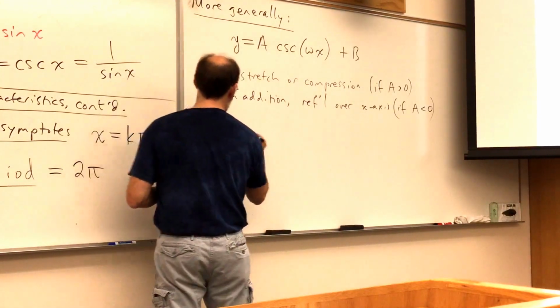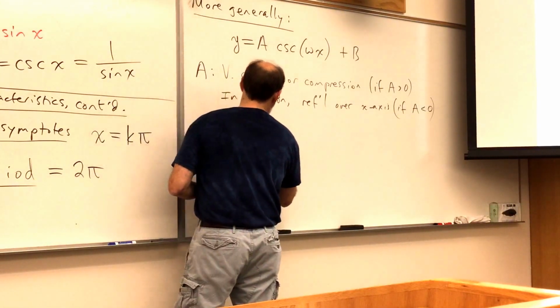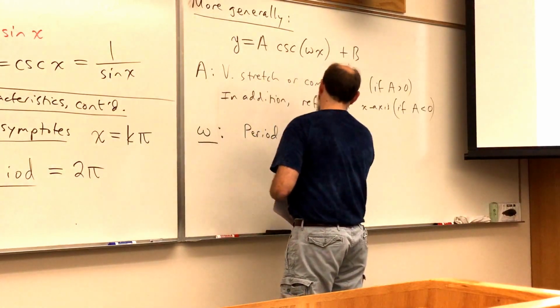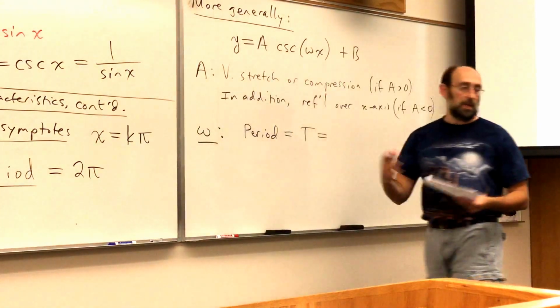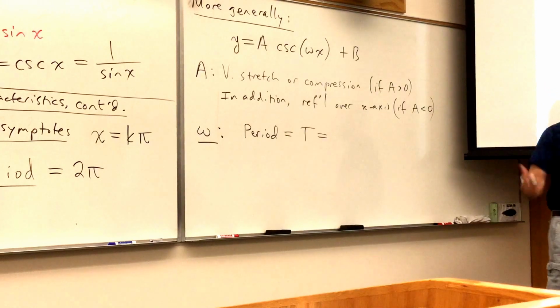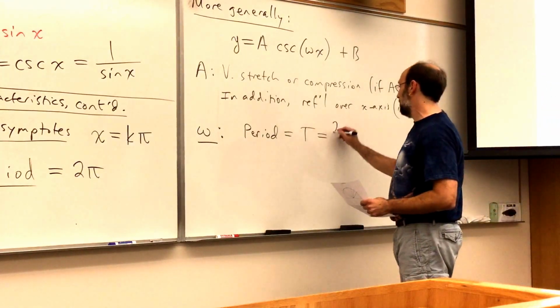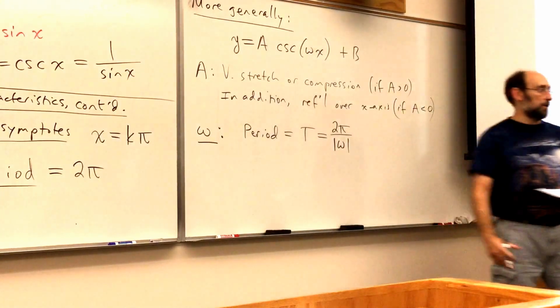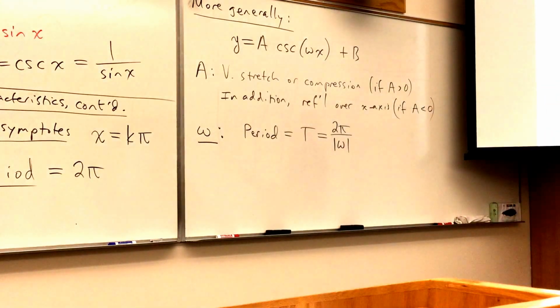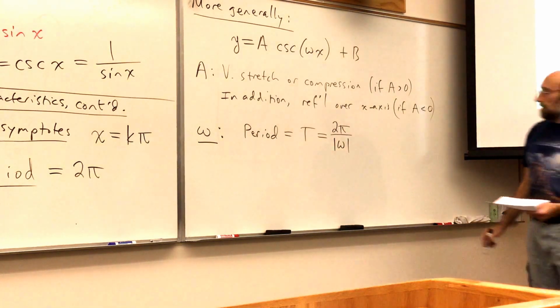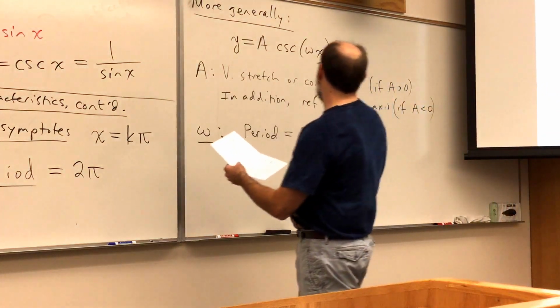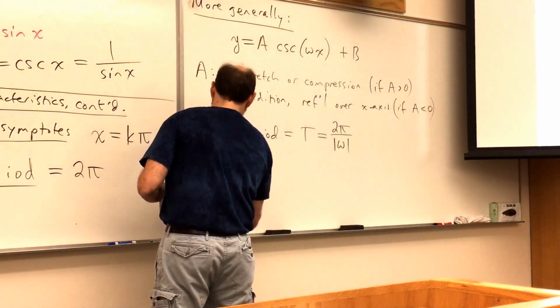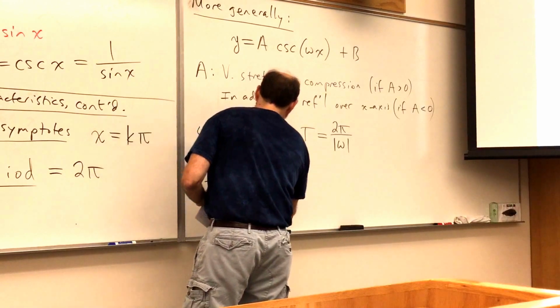So I know that my period, T, which is determined the same way as with sine or cosine, is 2 pi over the absolute value of omega. Of course, we could always write the function definition so that omega is positive by using the fact that cosecant is odd, and factoring out a minus sign from the input. And then B is going to be my vertical translation, vertical shift.